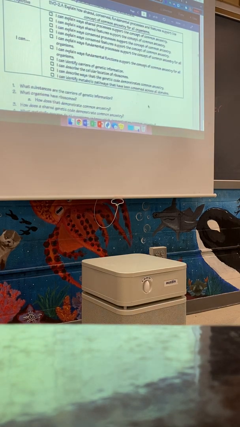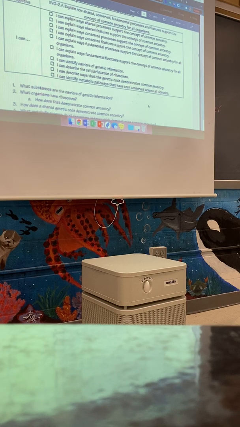Mendelian genetics. I can explain ways shared processes support the concept of common ancestry. I can explain ways shared features support the concept of common ancestry. I can explain ways a conserved process supports common ancestry. I can explain, okay, that gets repetitive.